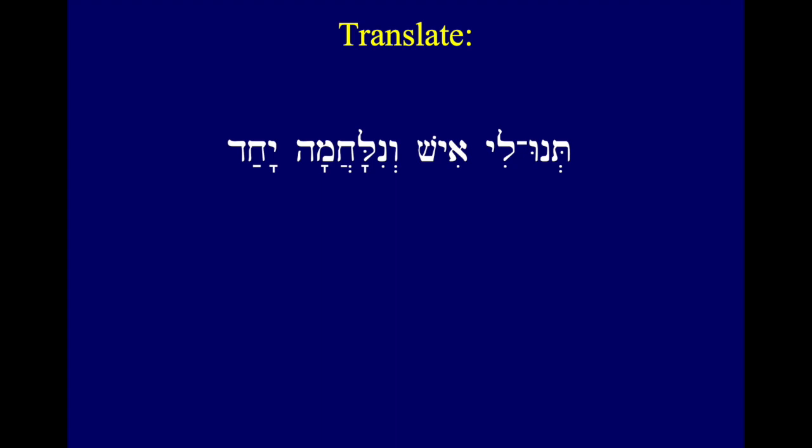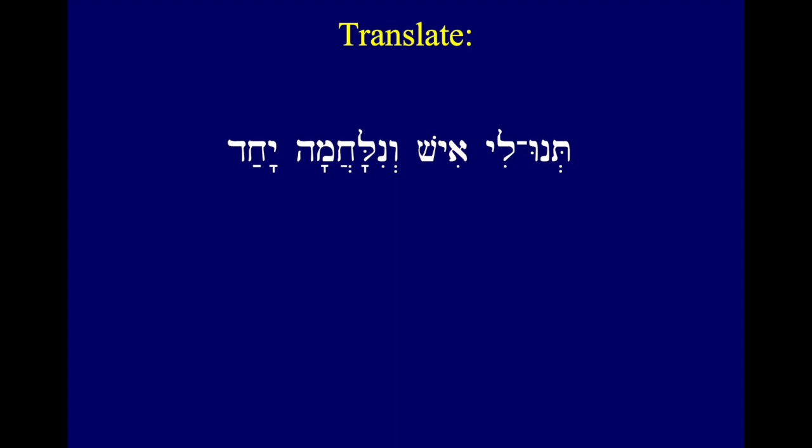Tenu li ish v'nilchama yachad. So tenu, this is a verb you've learned, but you haven't learned this form yet. This is natan, a weak verb, but natan, like Nathan, means to give. So tenu is the imperative form. We lose our noon at the front. So give, and then li, to me. So give to me, ish, a man.